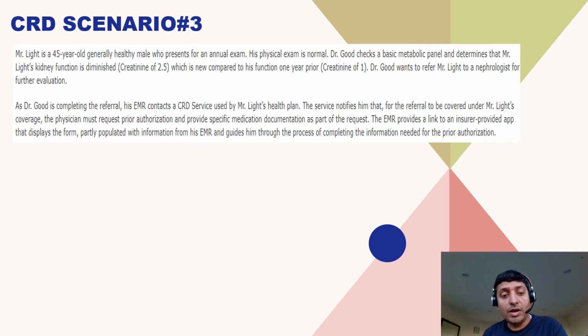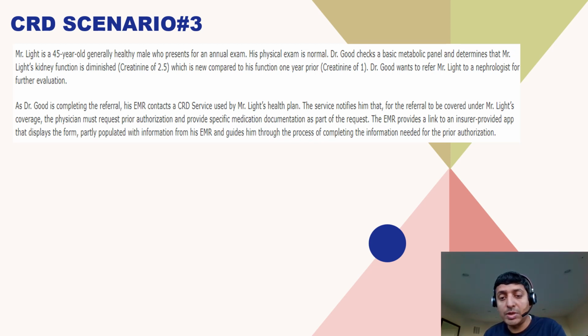We'll talk about the one last scenario. Mr. Light is a 45-year-old, generally healthy male who presents for an annual exam. His physical exam is normal. Dr. Good checks a basic metabolic panel and determines that Mr. Light's kidney function is diminished, which is now compared to his function 1 year ago.